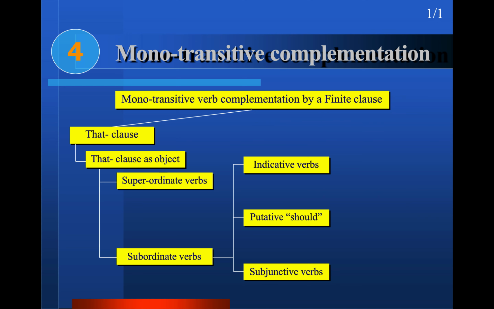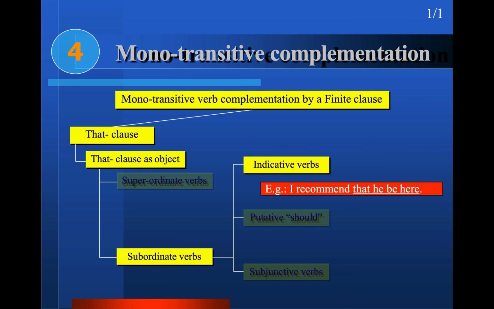In the case of subordinate verbs, we have indicative verbs, putative should, and subjunctive verbs. Remember, we talked about indicative verbs, which are also subjunctive. So, I recommended that he be there, or he be here. Because recommended indicates something, it is a kind of statement that starts with the subject and ends with a full stop. So, I recommend that he be here. The verb is indicative, recommend, and that he be here is a finite clause that functions as an object. So the verb is a subordinate verb.